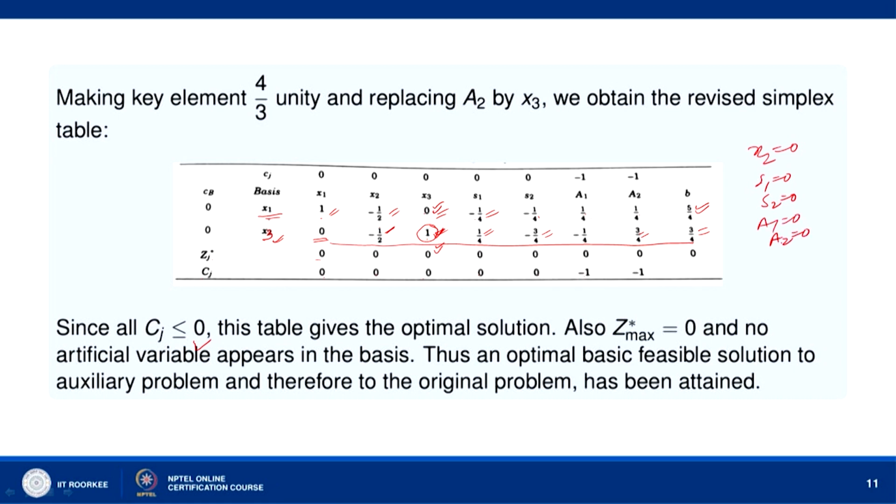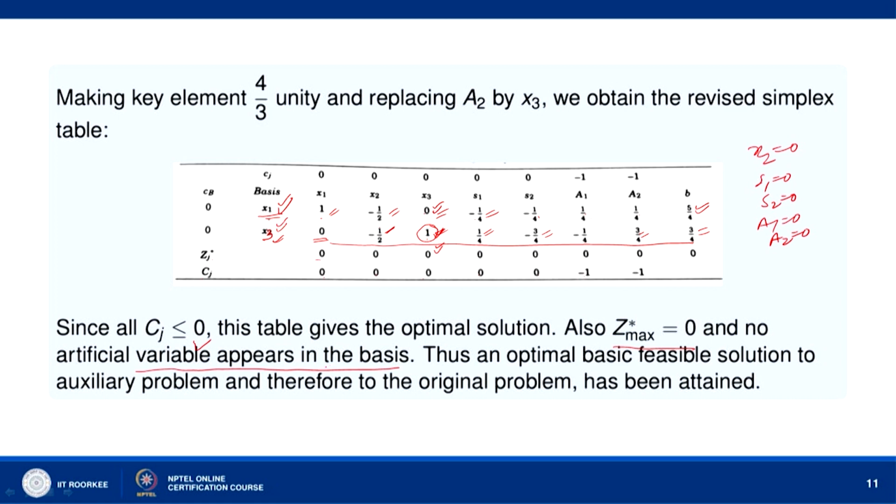So now the maximum value of Z star. In Z star you take x1 as 5 by 4, x3 as 3 by 4, x2, s1, s2, a1, a2 equal to 0. What you get is the value of Z star as 0. Now no artificial variable appears in the basis, because the basis elements are x1 and x3.